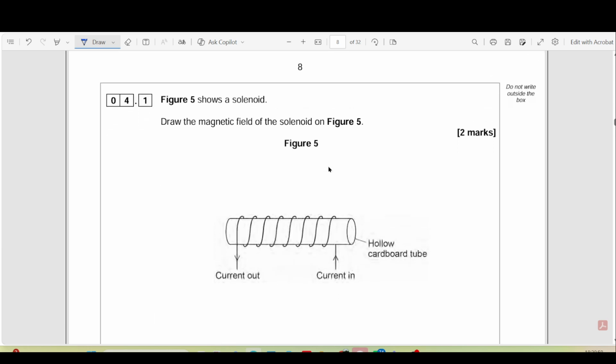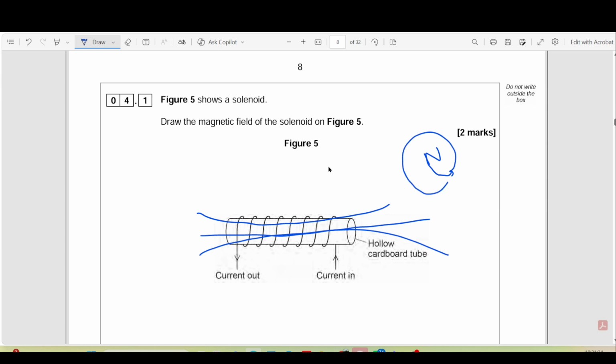Figure 5 shows a solenoid with the magnetic field of the solenoid on Figure 5. Explain why the iron... The magnetic field will pass like this, right? You can just draw magnetic field lines like these. Yeah. So you can just explain why the iron, it goes like this, north, and they go from north to south pole, right? Yeah. So the direction is going to be this.